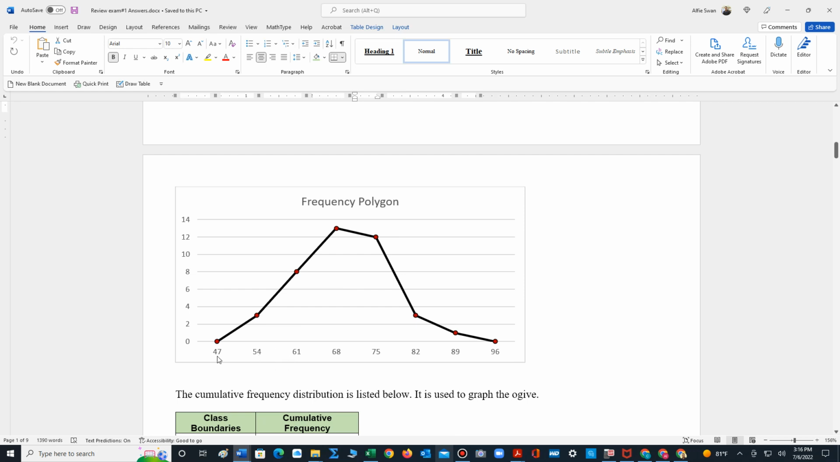7, so we have to create 2 hypothetical midpoints. We subtract 7 from 54 to get 47 and anchor this first point to the x-axis, and we do something similarly on the right side. We add 7 to 89 and get 96, and we anchor our last point to the x-axis at 96. That's the frequency polygon.